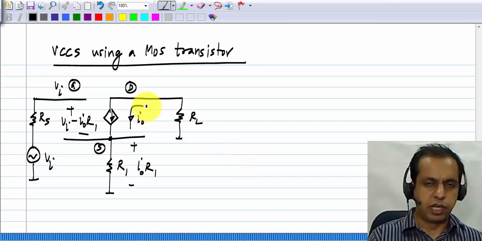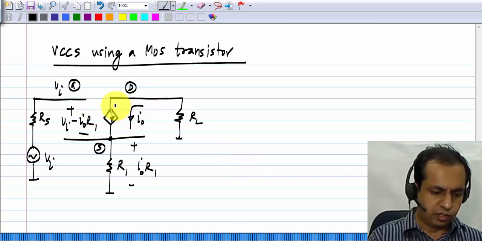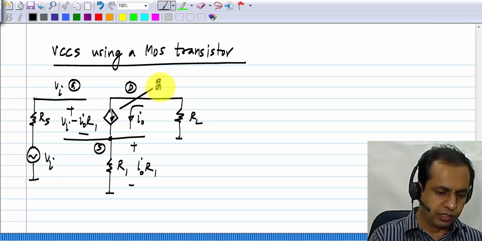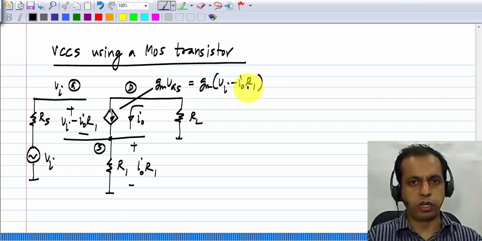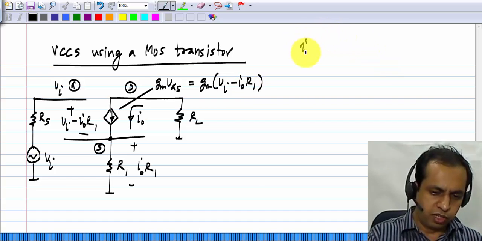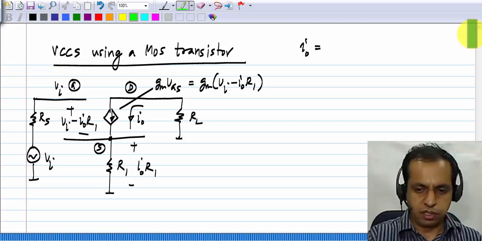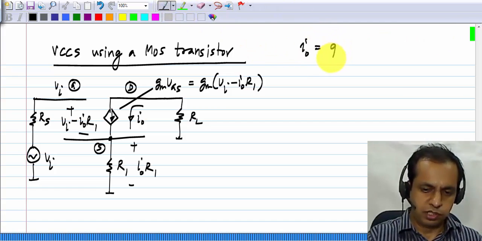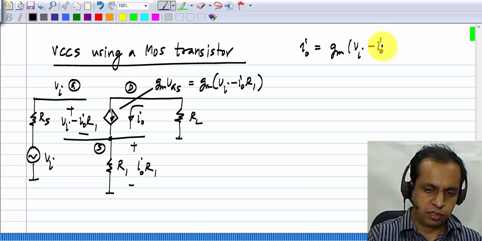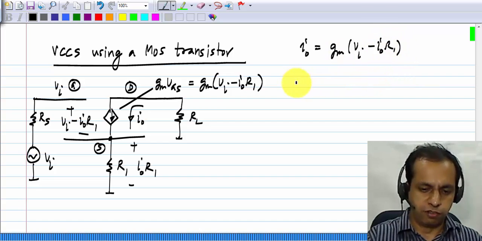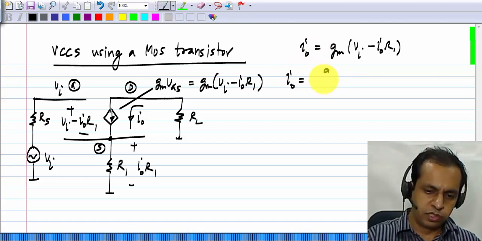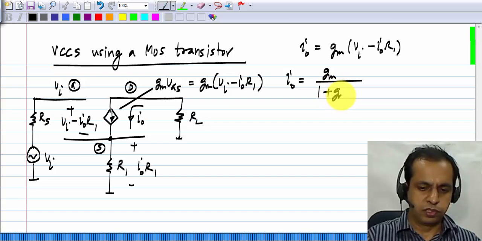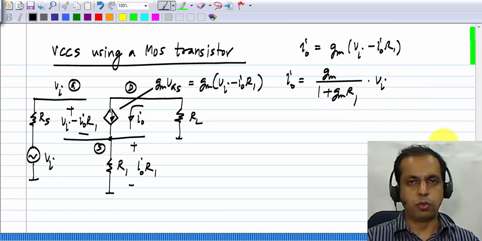Now what is the actual value of I0? You can see that this current source is Gm times Vgs, or Gm times Vi minus I0 R1, and that itself is the output current. So to find the output current, all I have to do is to write this equation saying I0 equals Gm times Vi minus I0 R1 and solve for I0. Solving for I0, I get I0 equals Gm by 1 plus Gm R1 times the input voltage Vi.